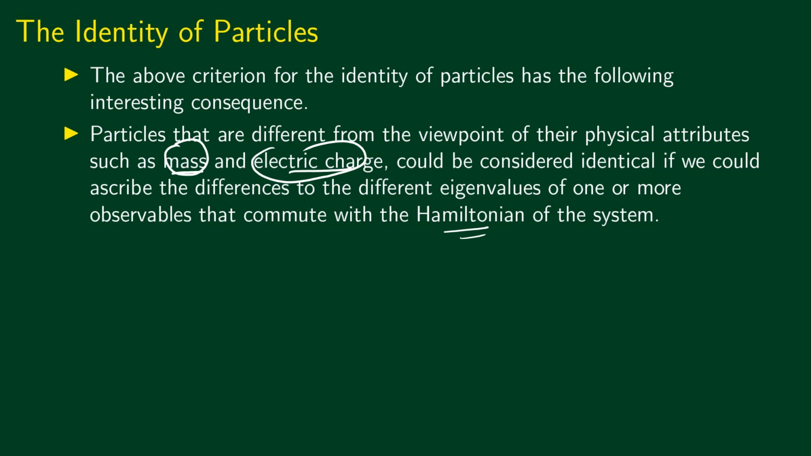So particles that are different from the viewpoint of their physical attributes, such as mass and electric charge, could be considered identical if we could ascribe the differences to the different eigenvalues of one or more observables that commute with the Hamiltonian of the system.